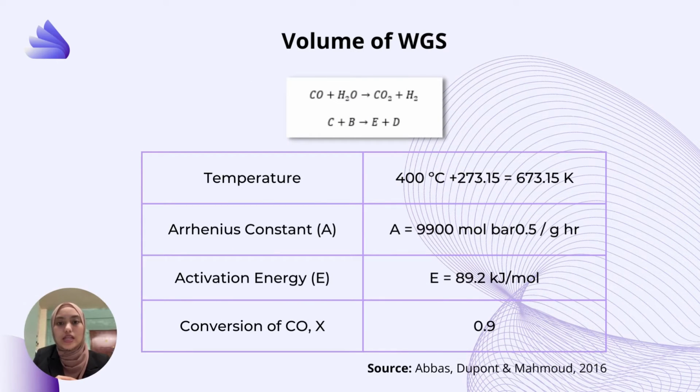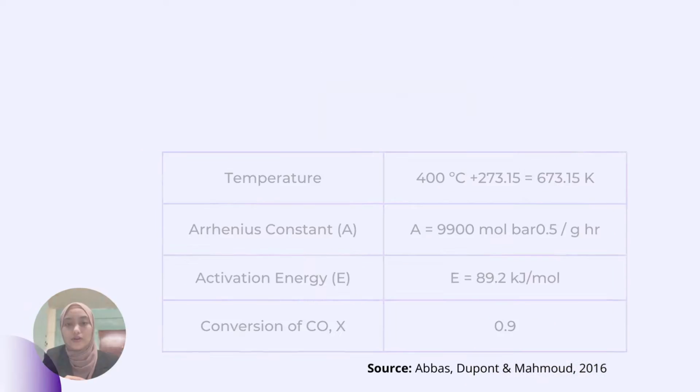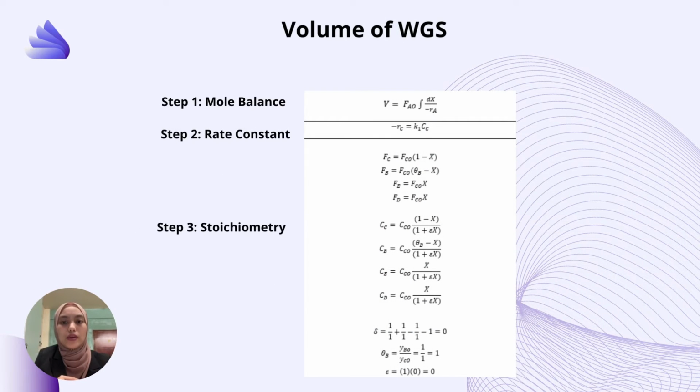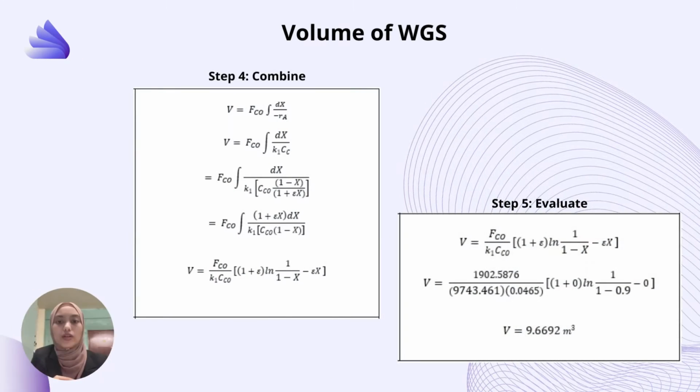For WGS, the reaction and kinetic data used for the calculation are as above. The volume of WGS was also calculated by using the formula of volume of PFR using the 5-step method. The volume of WGS calculated was 9.6692 meter cube.